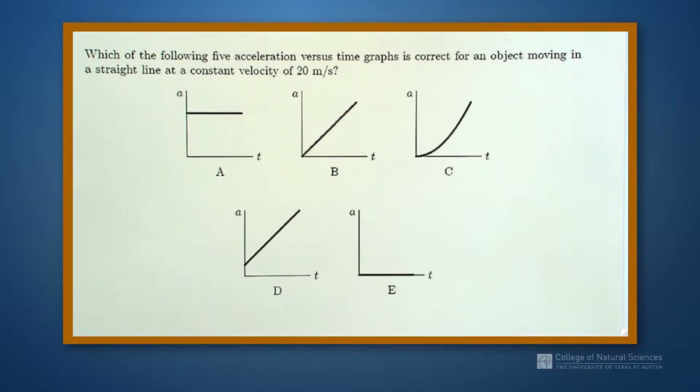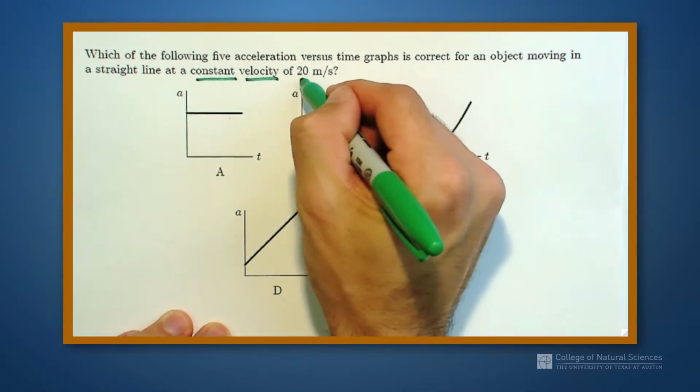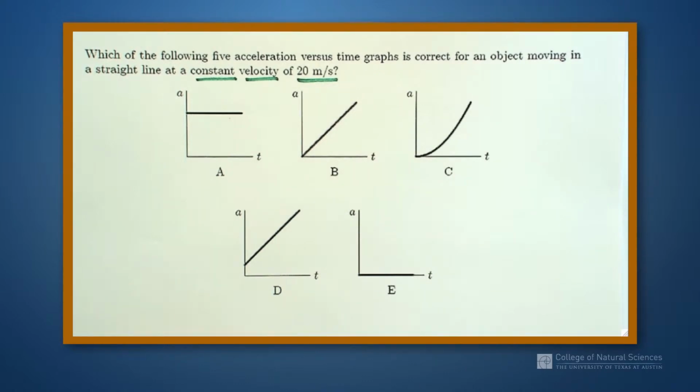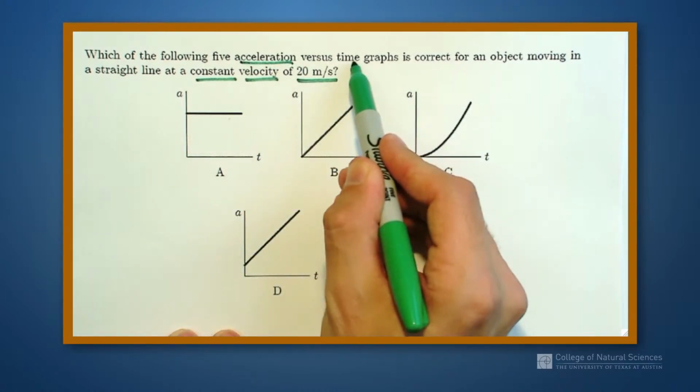This question says, which of the following 5 acceleration versus time graphs is correct for an object moving in a straight line at a constant velocity of 20 meters per second? So constant velocity, they give us that it's a positive value. We're assuming that they've labeled a coordinate system, and in our coordinate system we're moving at 20 meters per second. And we're looking at acceleration versus time graphs.